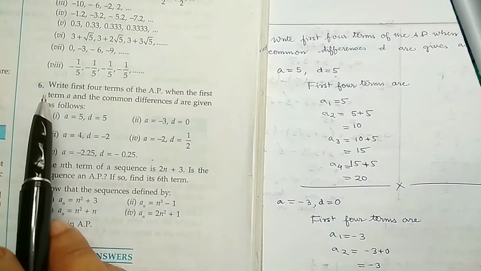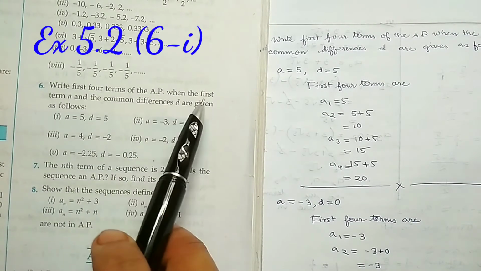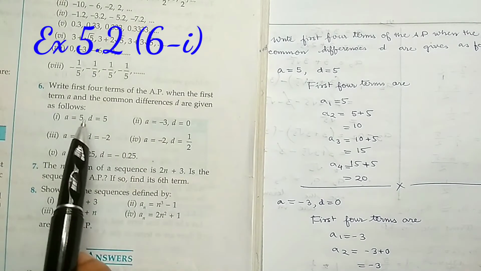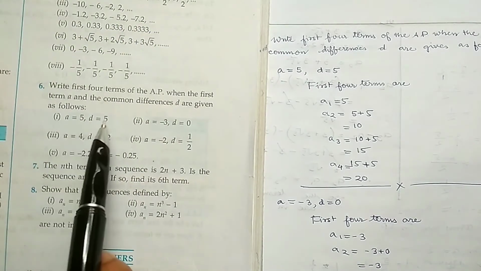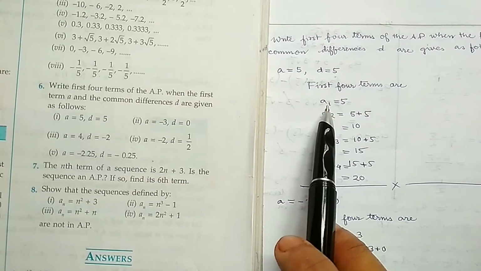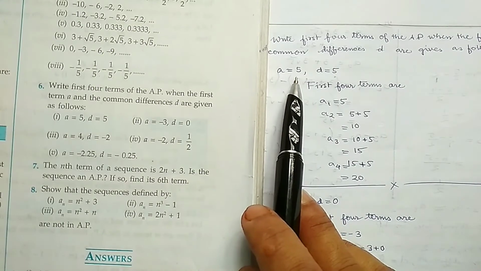Now in question number 6, it is given: write the first 4 terms of the AP when the first term a and the common difference d are given. In the first case, it is given a is 5, d is 5. Since a is 5, d is 5, we can get a1 as 5 because we know this is the first term of the sequence.